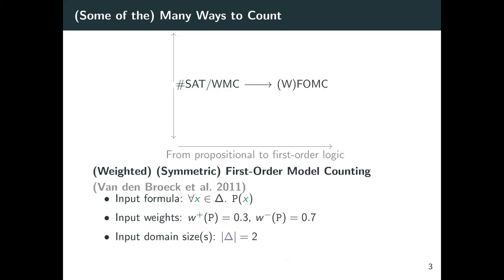First, we have the extension to first-order logic. I'll describe the problem in more detail shortly, but here is a simple example. If we have this formula, for all x in delta, P of x, now we have weights on predicates, and we have the positive weight and the negative weight. And along with the input formula, we also have the sizes of the domains. And here the answer happens to be the positive weight of predicate P raised to the power of the size of the domain delta.